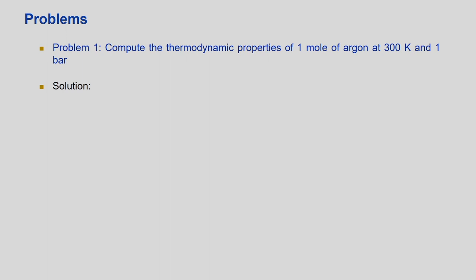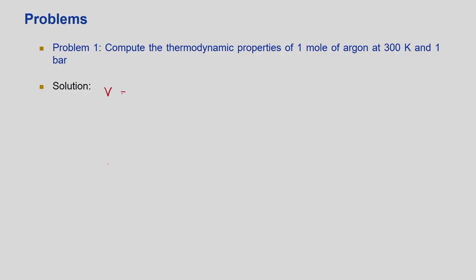So, it means N is Avogadro's number. The temperature is 300 Kelvin and we have 1 bar. Since it is an ideal gas, you can find the volume. So, let us first find the volume. The volume of this gas, argon, is nothing but nRT by P. Here n is 1 mole. We should write the units correctly. R, I will write in the units of 8.314 into 10 to the power of minus 5, bar meter cube per mole per Kelvin, into 300 Kelvin divided by 1 bar.